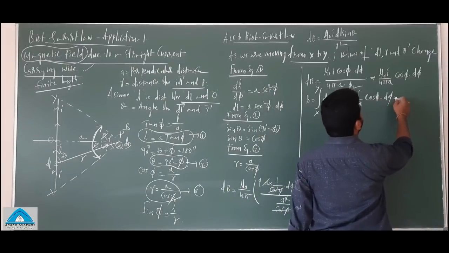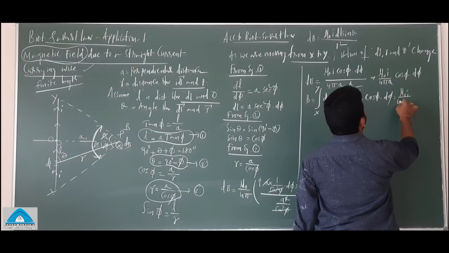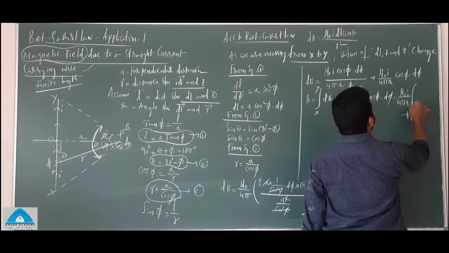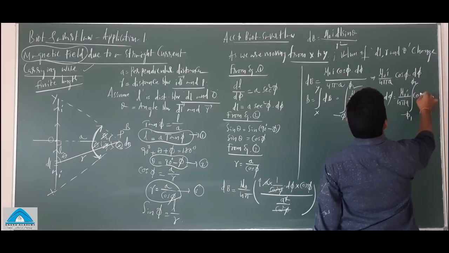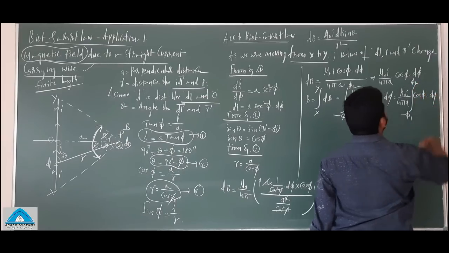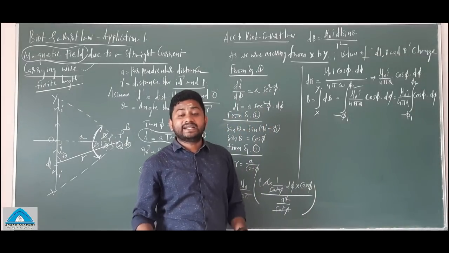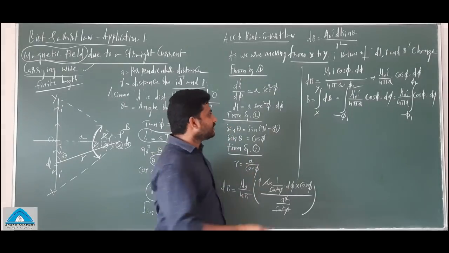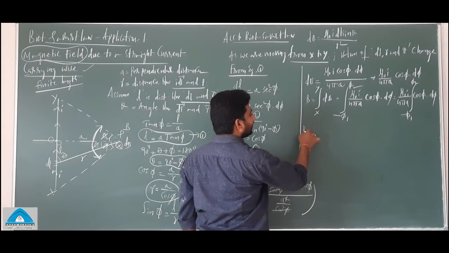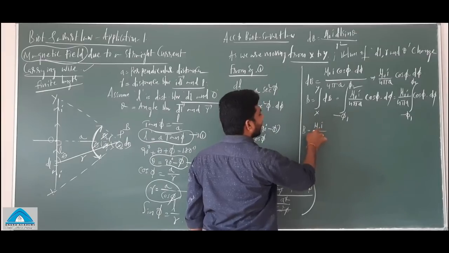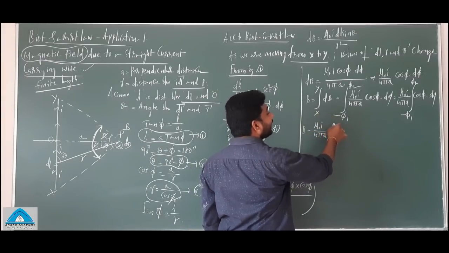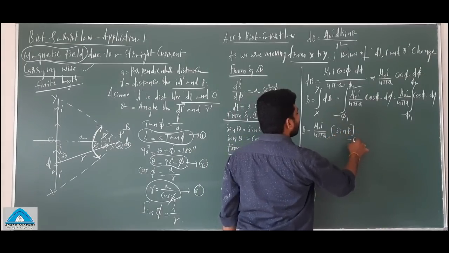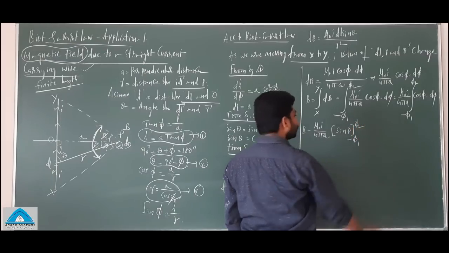So here what can we write? mu naught I by 4 pi a, integral from minus phi 1 to plus phi 2 of cos phi d phi. What is the integral of cos phi? The integral of cos phi is sin phi. Yes or no? Yes, exactly. So your B value will be equal to mu naught I by 4 pi a into sin phi, with the limits minus phi 1 to phi 2.